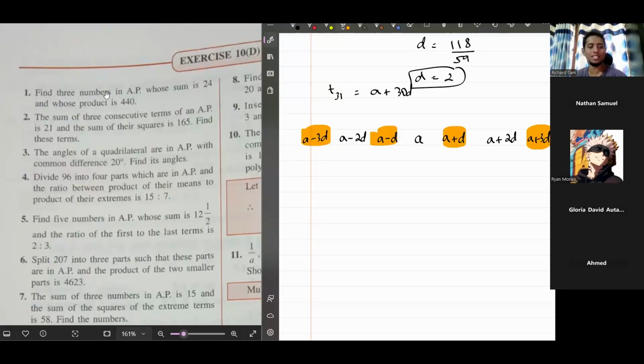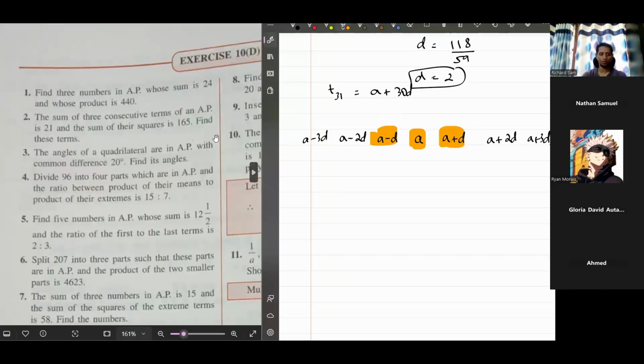Now, here it is. Find 3 numbers whose sum is 24. So the 3 numbers are these 3, right? When you add these 3 terms, you will get 24. Minus D plus D becomes 0 and you will get A. Then whose product is 440: this into this into this is equal to 440. You already have A, so substitute the value of A and only D will be the missing value. You can find D. Once you get A and D, you put the values and get the 3 terms of the AP. Is that clear how to do?